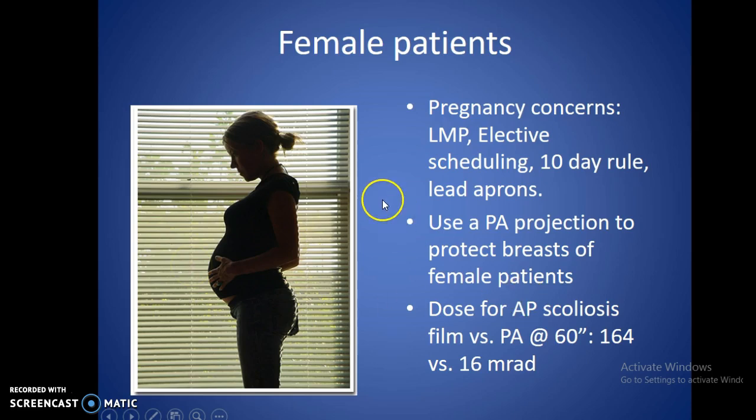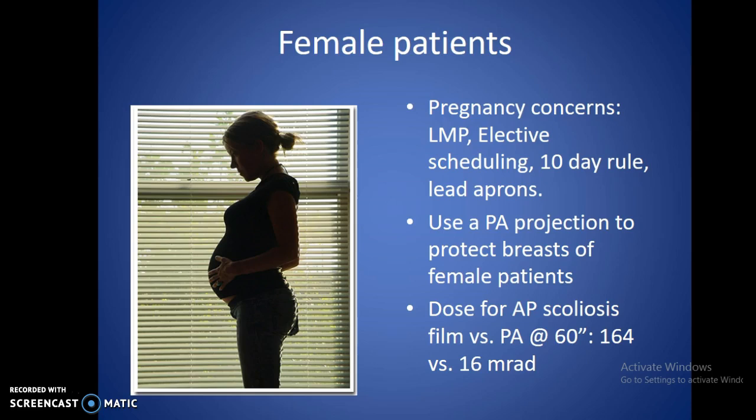Pregnancy concerns. So with the last menstrual period, elective scheduling, 10-day rule, and lead aprons, there are a few things we can do to protect the female patients that may be pregnant. You want to use a PA projection to protect the breasts of female patients, whether they're pregnant or not. Dose for an AP scoliosis film versus a PA at 60 inches is about 164 versus 16 millirad. So it's almost 10 times as much dose if you do it AP versus PA. So you want to make sure that you are doing women PA. Men, you can do them AP.